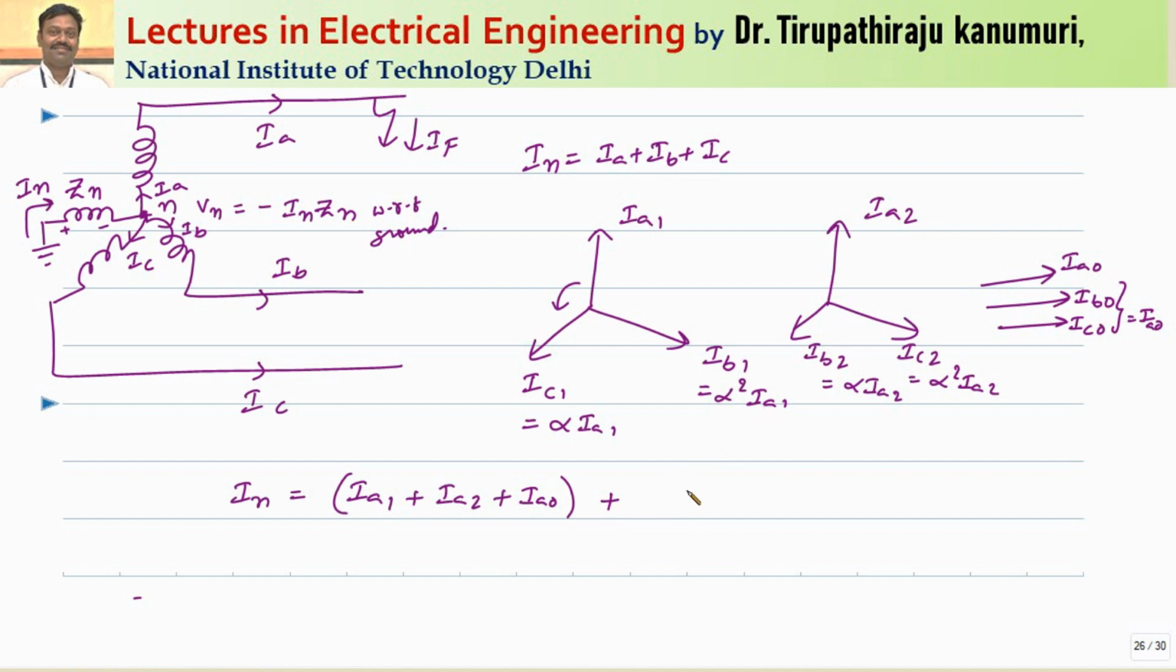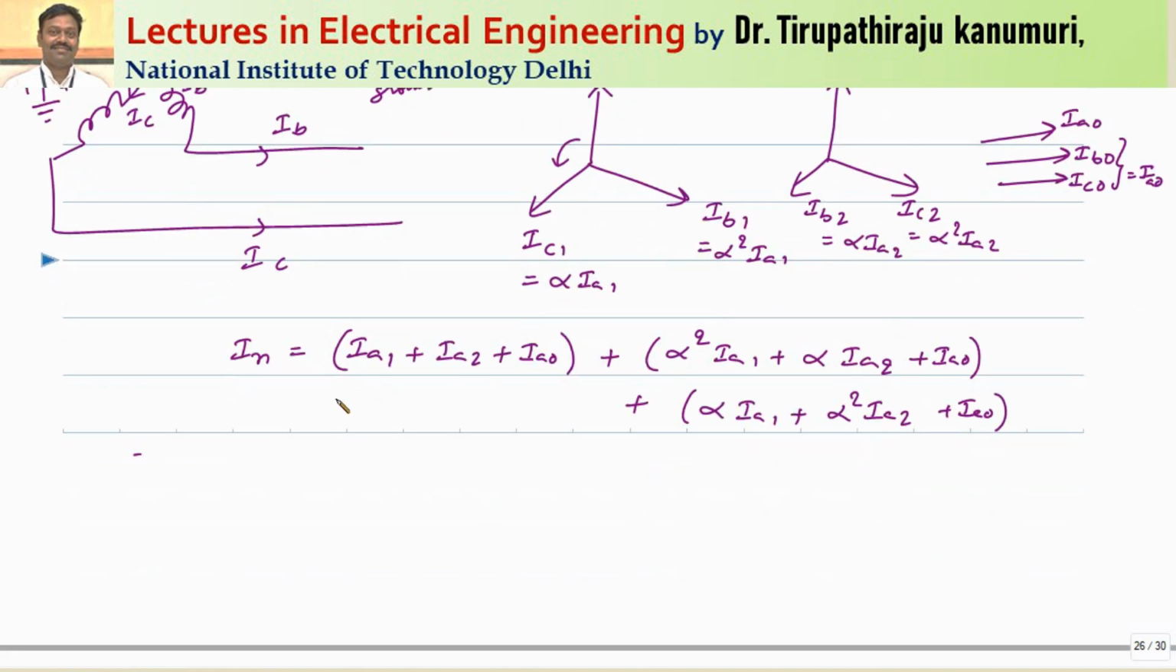Now I can represent the value of IB in terms of IA. IB1 is alpha square times IA1, so I can write IB as alpha square times IA1 plus alpha times IA2 plus IA naught. Similarly, the value of IC, where IC1 is alpha times IA1, is alpha times IA1 plus alpha square times IA2 plus IA naught. You agree with me up to here?